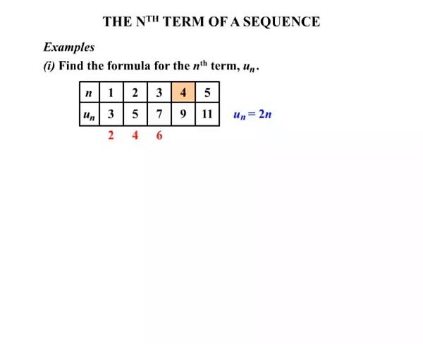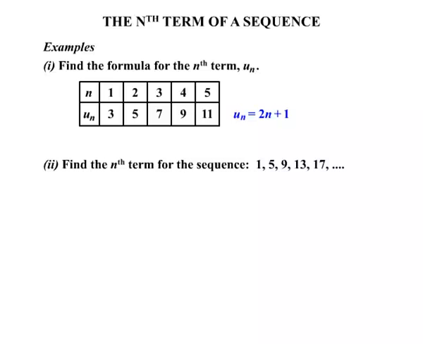2 times 4 is 8. 2 times 5 is 10. That's what happens after we double the numbers. Let's look at the numbers we're getting. These are the numbers, though, we require, which in each case seem to be one more than what we're getting. So we need to add 1. So there's our rule. un equals 2n plus 1.